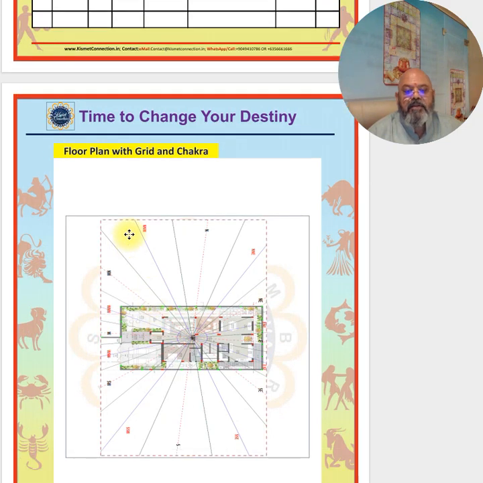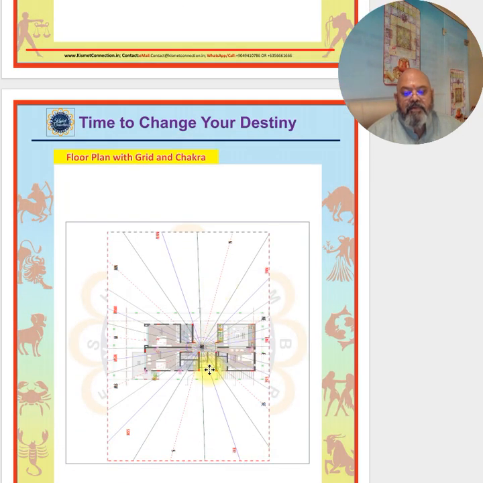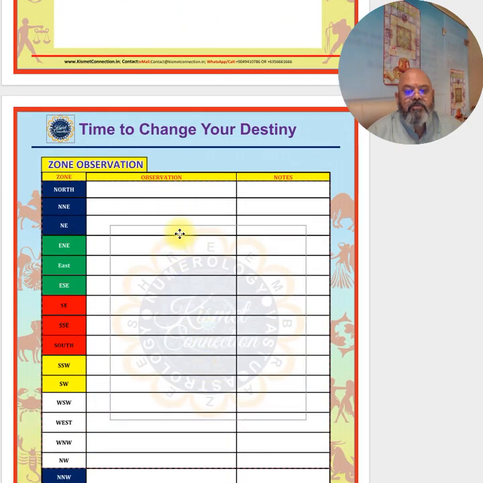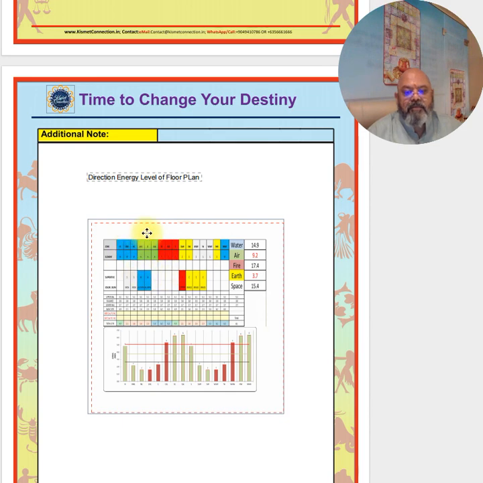Then this is the floor plan with the grid and the chakra. This gives enough information about the location of each of the rooms, which directions and all that. Again, this is if the person has a second floor or an office or whatnot. Zonal observations. So there are 16 zones and information we collect here. Then this is the additional information where we measure the strength of each of the zone directions.